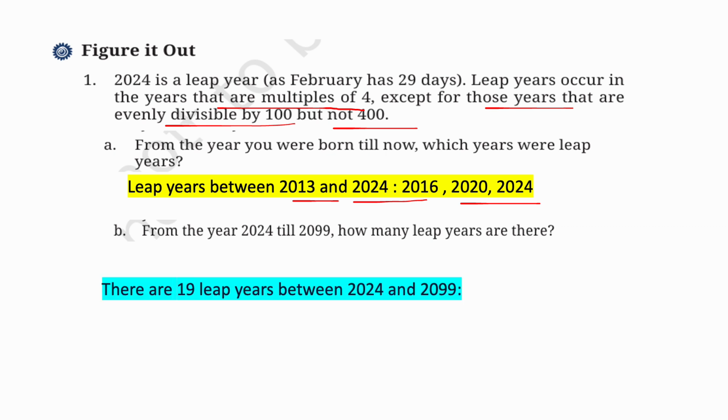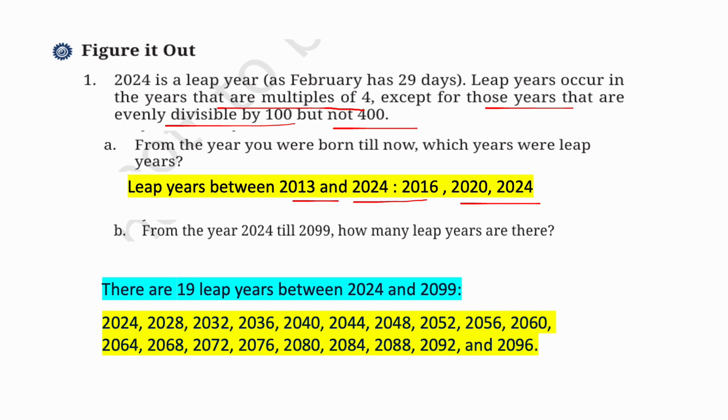From the year 2024 till 2099, how many leap years are there? There are 19 leap years between 2024 and 2099. See 2024, 2028, then 32, 36, 40, 44, 48, 52, 56, 60, 64, 68, then 2072, 76, 80, 84, 88, 92 and 2096.